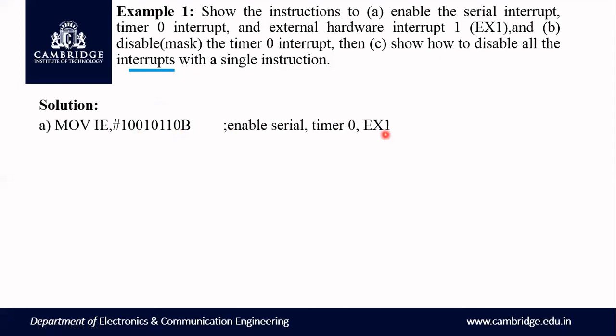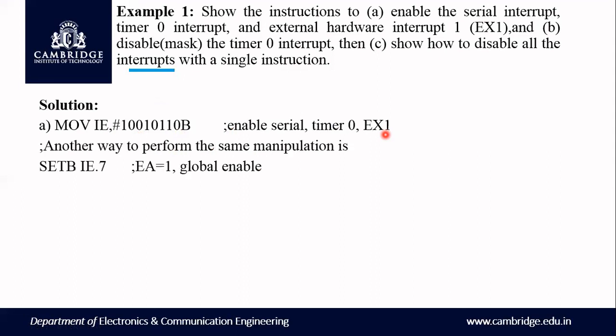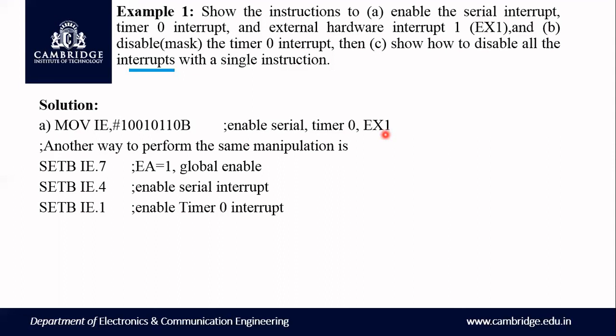This is how you can enable by byte, or you can do it bitwise also. Another way to perform the same manipulation is to set individual bits. In order to enable the other interrupts, EA must be 1. Then for the serial interrupt, set bit IE.7, and individual bits you are accessing. Set bit IE.1, it enables timer 0. Set bit IE.2, it enables external interrupt 1, that is INT1. This is how we can do it.